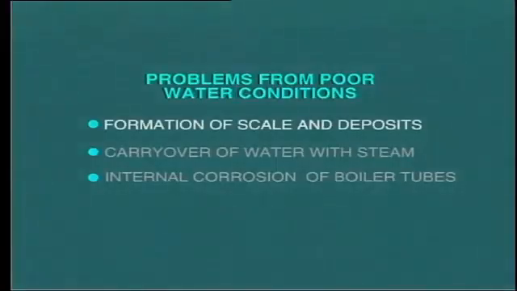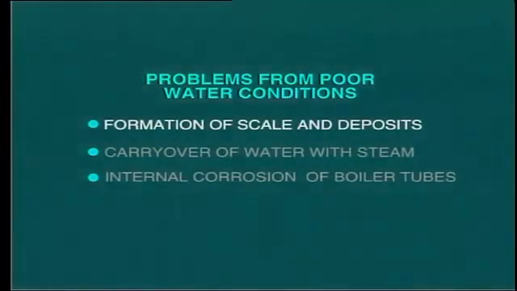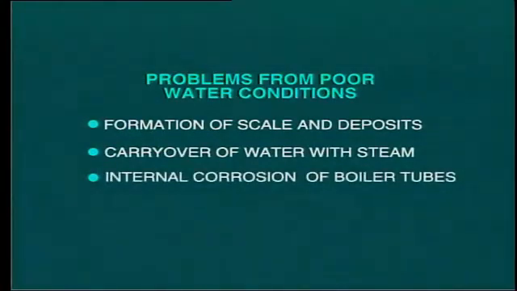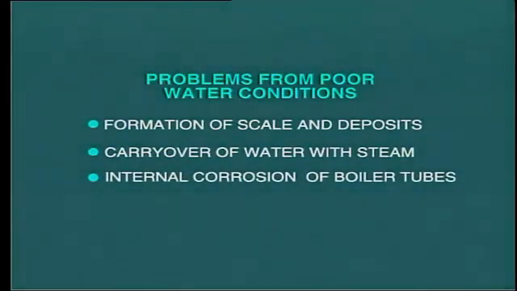So what is it exactly that we are protecting the boiler against? What are the problems that can arise as a result of feeding impure water into the boiler? Well, the principal problems arising from poor water conditioning are the formation of scale and deposits inside boiler tubes, the carryover of water with the steam, internal corrosion causing wastage of boiler tubes. Let's take a closer look at each of these items.